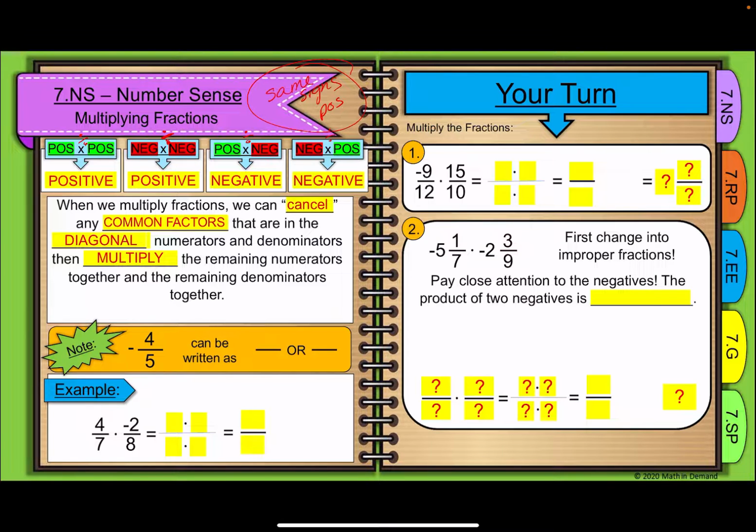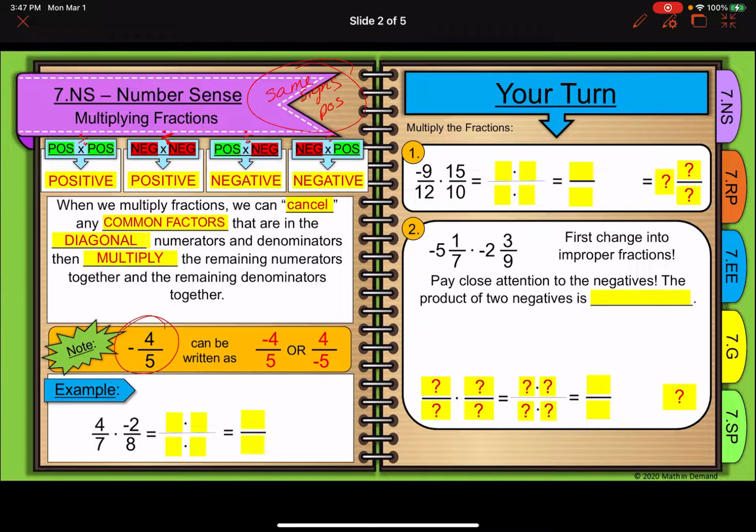As a reminder, when I have negative 4/5, that negative can be put with the 4 or with the 5. So it can be written as negative 4 over 5 or as 4 over negative 5. But it can only go with one or the other. It cannot go with both. If it goes with both, that fraction then becomes positive. Looking at this cross-simplification, we're going to cancel out those common factors on the diagonals.